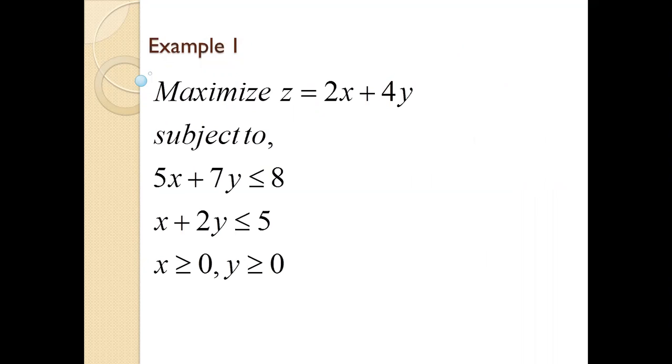Now let us try to identify the components of a linear programming problem. First, see we have two variables x and y. These variables are called decision variables. We call x and y decision variables because we have to decide the optimal values of those variables by solving the problem.